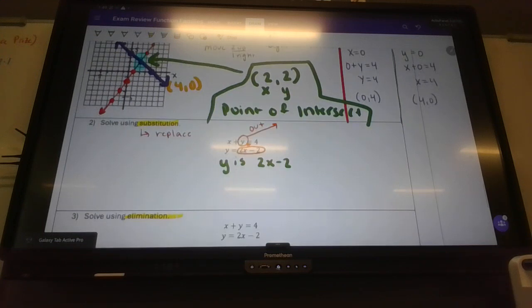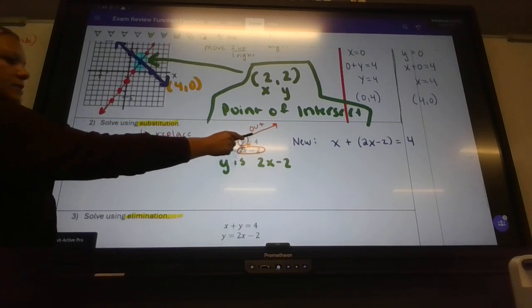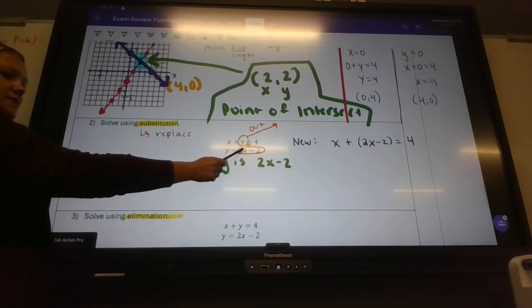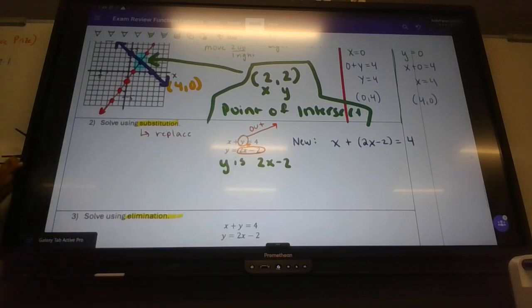Okay, so my new equation would be x plus 2x minus 2 equals 4. So this y was removed and this expression went in as a substitute because y is the same as that. That's what an equal sign means, so you can do it. That is substitution. Now you can solve that. Now you can find x.